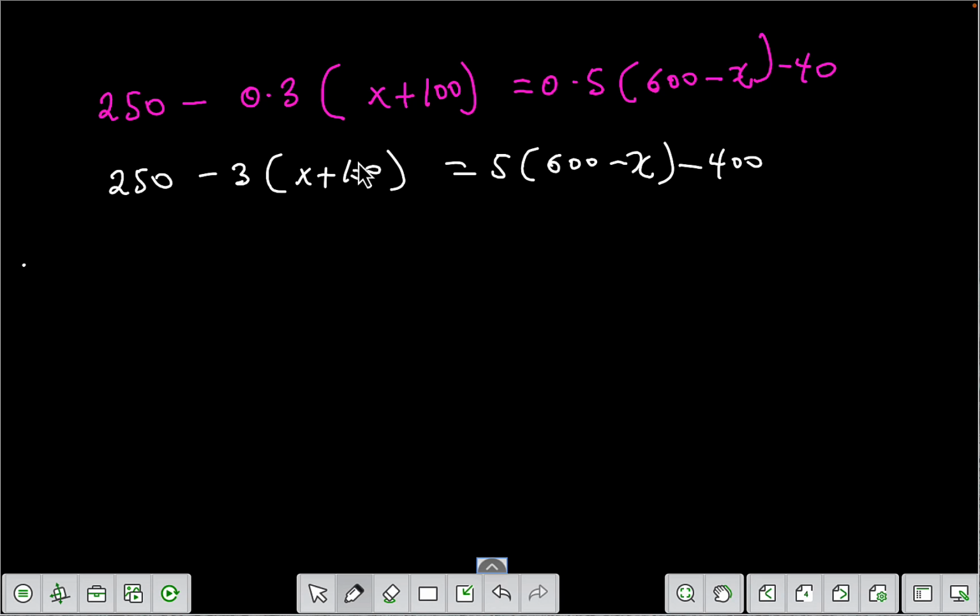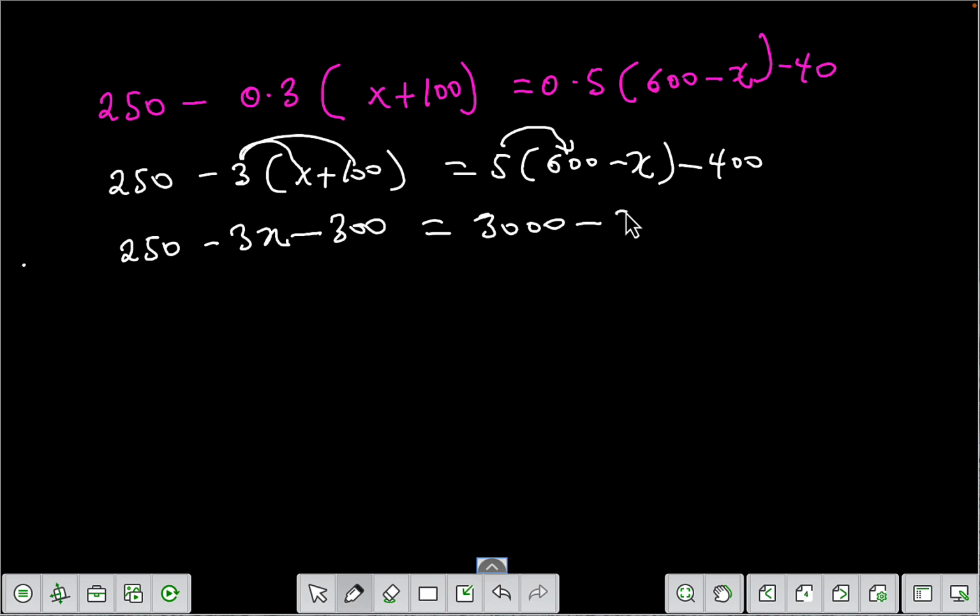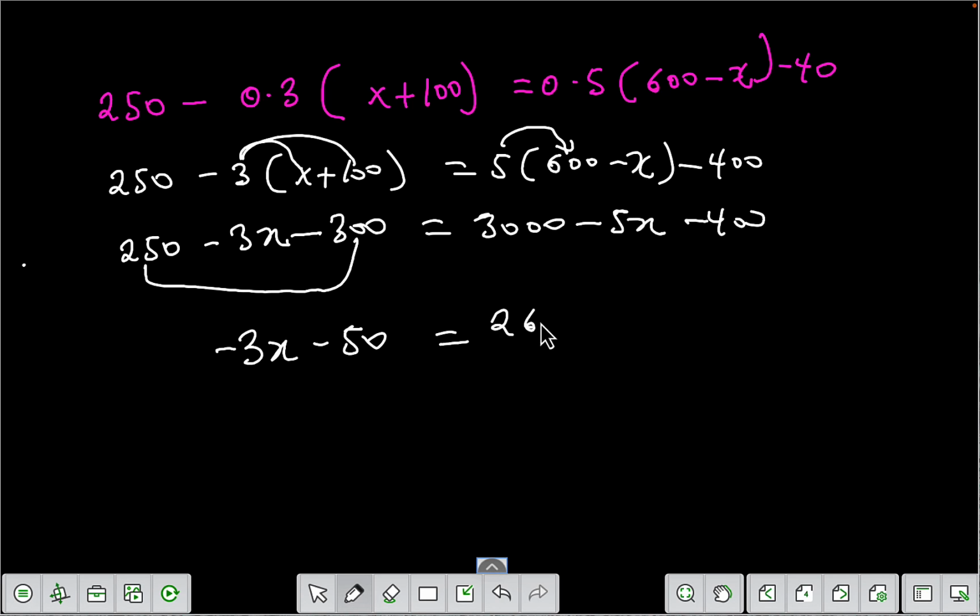So we can open the parenthesis, this will give me 250, this will give me 3x, this will give me negative 300 is equal to 30, that's 5 times 6, 5 times x minus 400. So let's look at what we have here. 250 minus 300 will give me negative 50, and then 3000 minus 400 is also going to give me 2600.